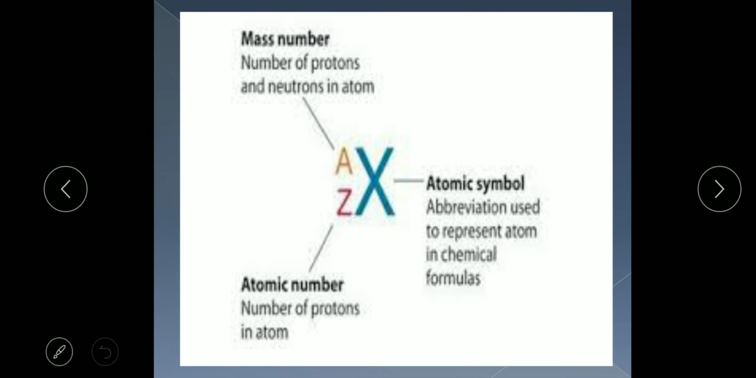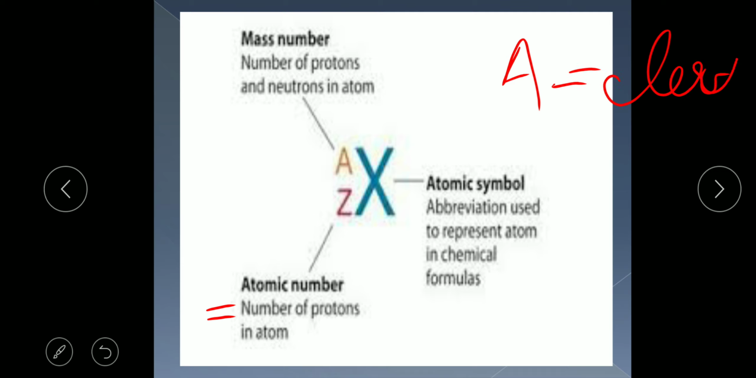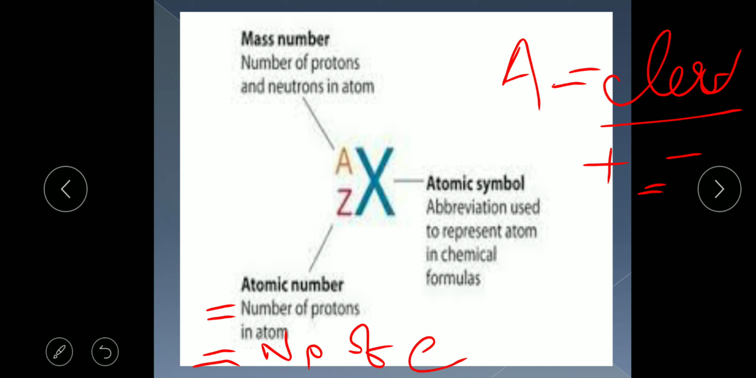So atomic number is equal to the number of protons, and since we know that an atom is electrically neutral, the positive charge should be equal to the negative charge, then only the atom will be electrically neutral. Protons are positively charged particles, so atomic number is equal to the number of protons, or we can also say it is equal to the number of electrons. E for electrons.